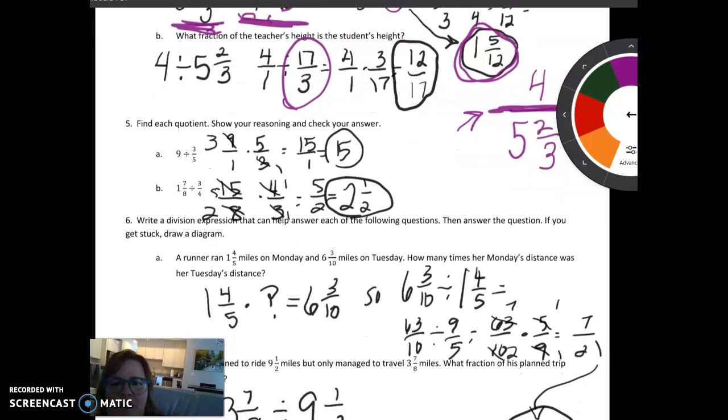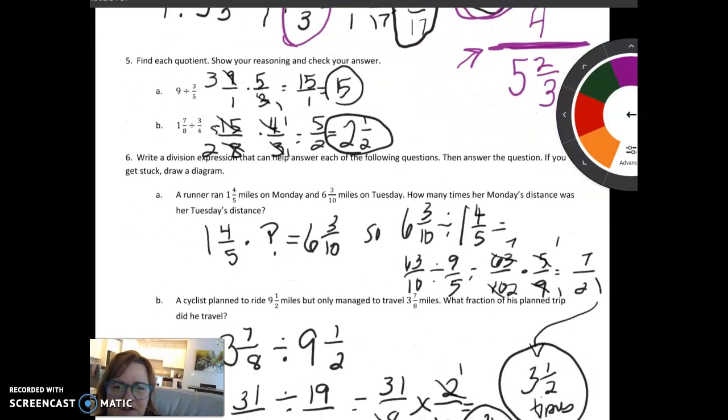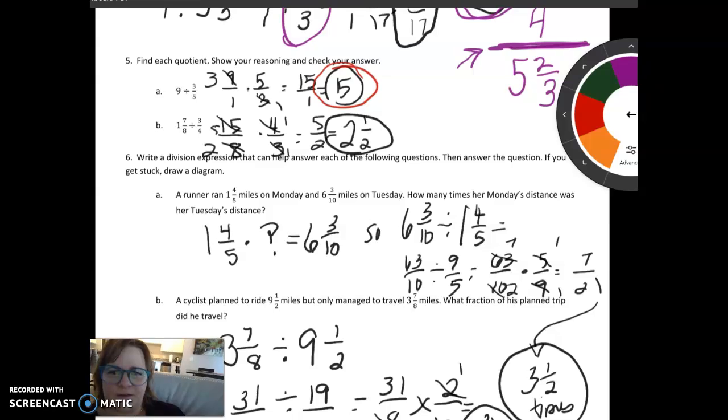The student's height is 12/17 of the teacher's height. All right. Find each quotient. So you just have to find the answer here. So 9 divided by 3/5. Notice that I changed the 9 to 9/1. And then I'm dividing by 3/5, so that's the same as multiplying by 5/3. Before I multiplied, though, you'll notice that I canceled out some factors. I know there was one group of 3 in 3, and 3 groups of 3 in 9. So I'm left with 3 times 5 is 15, 1 times 1 is 1, and then 15/1 is also known as 15.